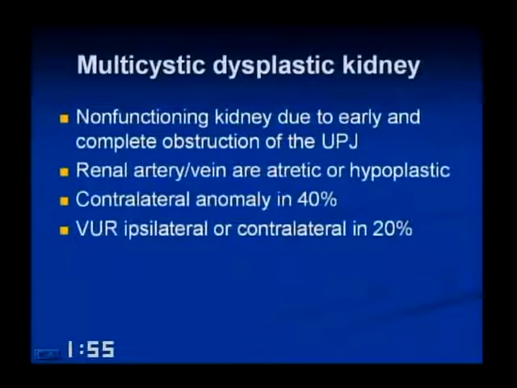The renal artery and vein are either atretic or hypoplastic, and there is a contralateral anomaly in up to 40% of these children. I always stress with my residents that you have to do a VCUG in these patients because there's a very high incidence of reflux, both ipsilateral and contralateral to the lesion. And if you have a solitary kidney, you certainly would want to be on antibiotic prophylaxis if there were reflux. So performing a VCUG is essential in these patients.